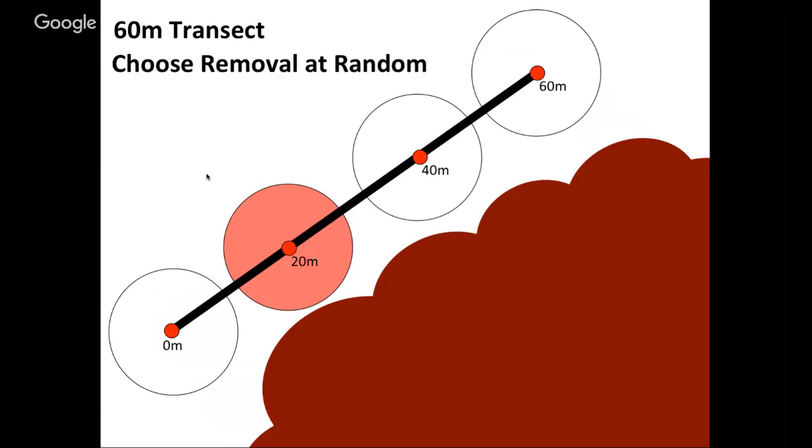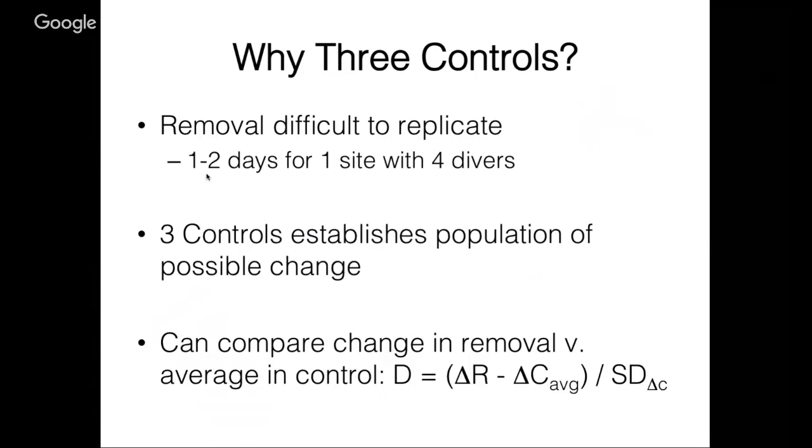So I understand that. Just to wrap up on this, why the design? Well, with one manipulation and 3 controls. First off, we've done this before. It takes really 2 to 3 days with 4 divers. And 3 controls allow us to establish the range of possible change. And so we can look at an effect size: the change in the removal minus the average change in the control, divided by the standard deviation in the control. That gives us an effect size of the removal at a single site. With many effect sizes across the entire network, we can then conduct a meaningful analysis.